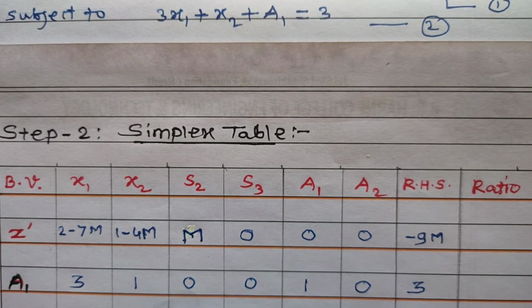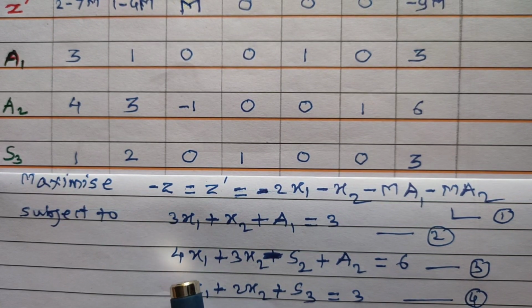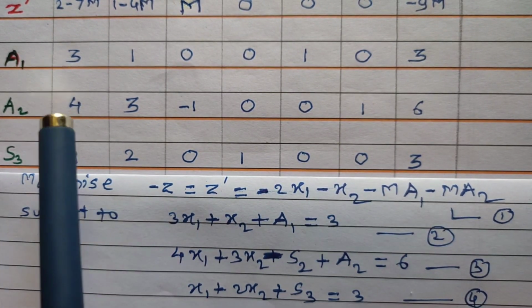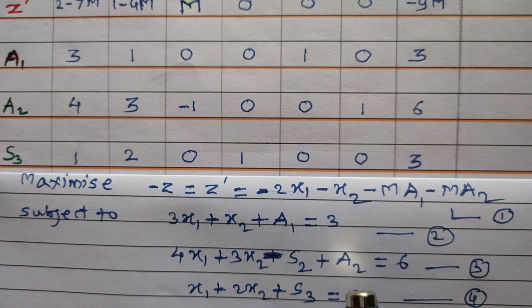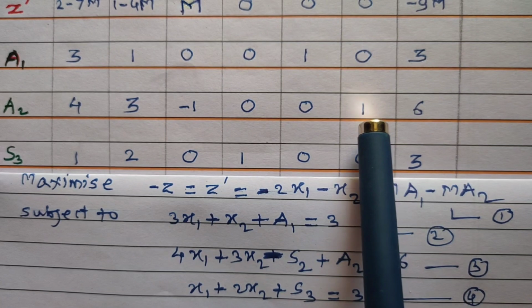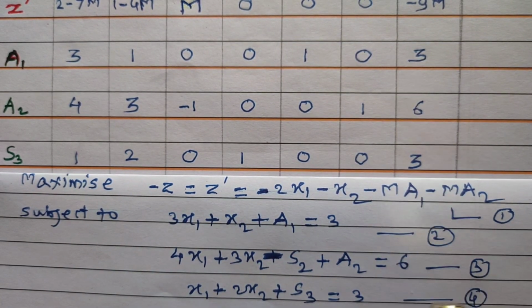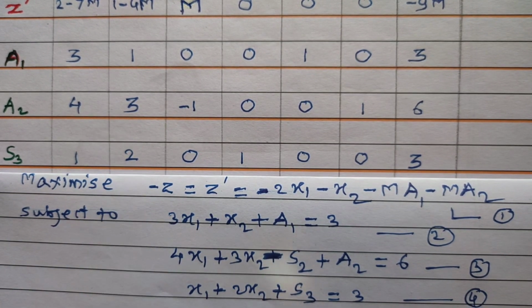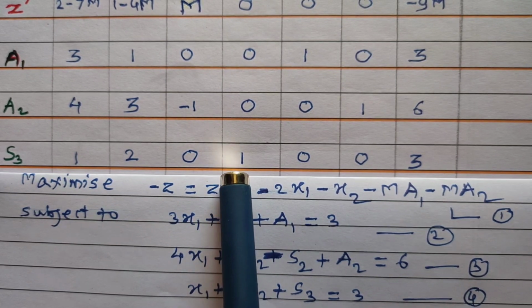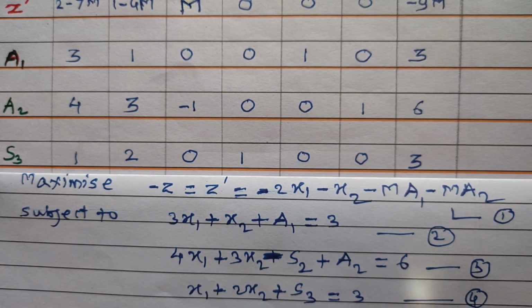Okay, now for the second constraint, which is equation number 3, the coefficient of x1 is 4, put here. Coefficient of x2 is 3, then the coefficient of s2 is minus 1 here, then the coefficient of a2 is plus 1, and the right hand side is 6. And then the coefficients of variables from constraint number 3, that is equation number 4. Coefficient of x1 is 1, put here. Coefficient of x2 is 2, then the coefficient of s2 is not there, so 0. Coefficient of s3 is 1, put here. a1 and a2 are not present in equation number 4, so 0, 0, and the right hand side is 3.